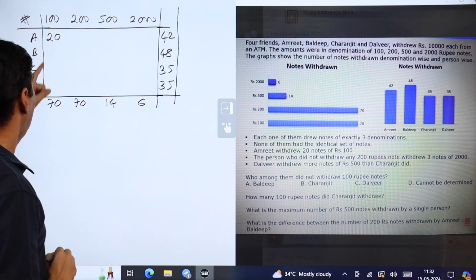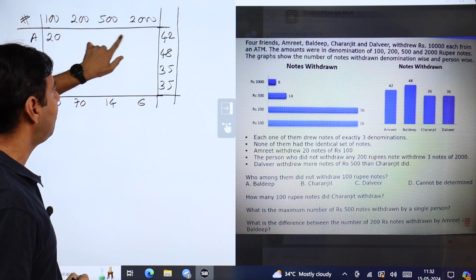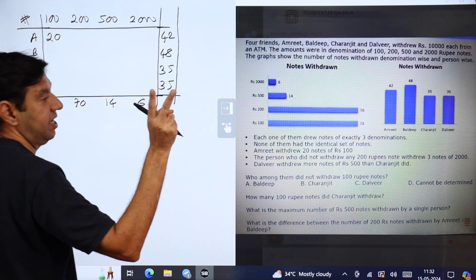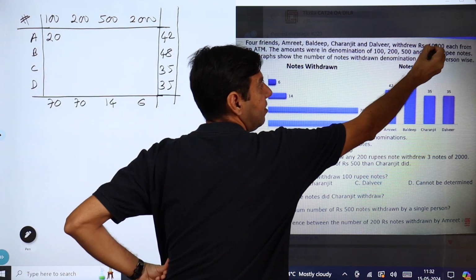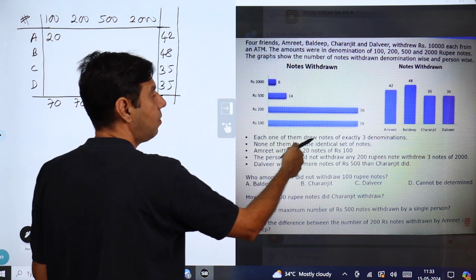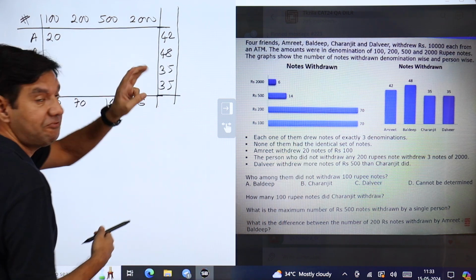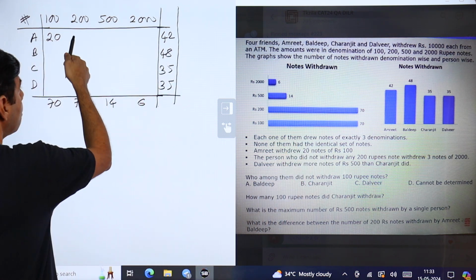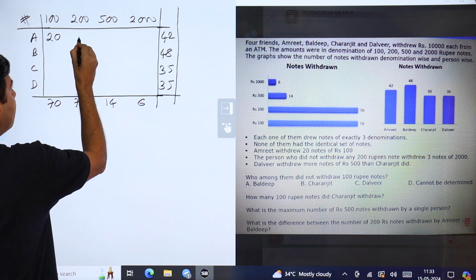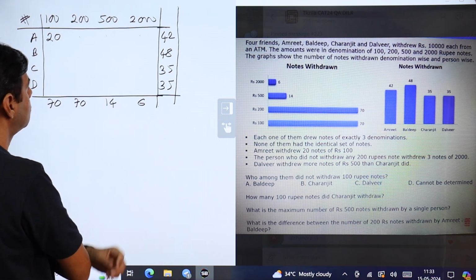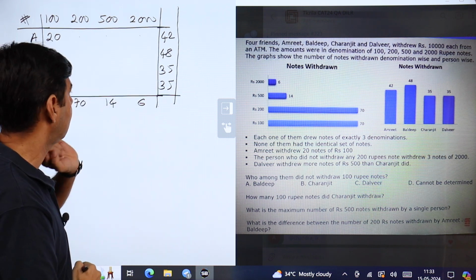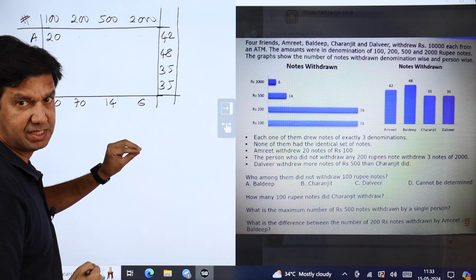There are 3 variables left, and there are 2 equations that I have. What is the other equation? They withdrew 10,000 rupees. And remember, I also know each one withdrew notes of 3 denominations. So one of them has to be a 0. Okay, so one of them has to be a 0. Oh, so that doesn't look very bad. So you could start here also. This is a good point, but hang on for a minute.